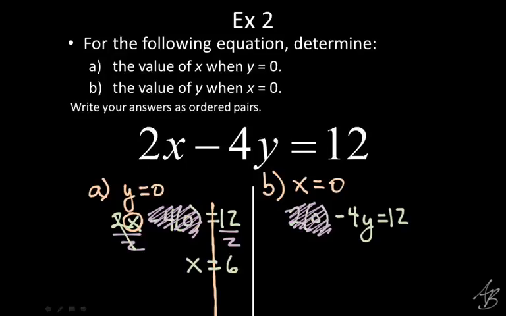Now, that's not my answer. I want to write my answer as an ordered pair. So what is the ordered pair going to look like? 6, 0. Yeah, and why does the 6 come first? Because that's the x value. So that's the answer that we want to put a box around. We have 6 is x, 0 is y, and so we get our ordered pair for that one.